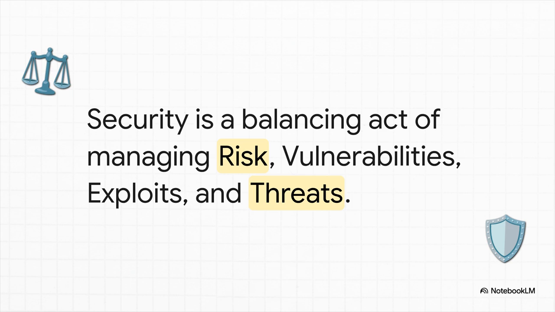A threat is some potential danger out there. A vulnerability is a weakness in your system that can be attacked. An exploit is the actual method someone uses to attack that weakness. And risk, well, risk is just the overall chance of all that bad stuff actually happening.